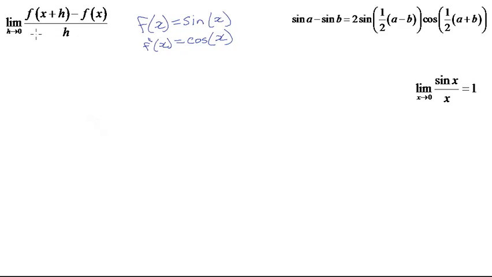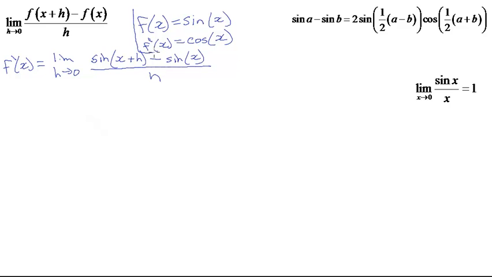Here's the definition, or the delta process, that we use to find the derivative. Really, this should be f prime of x equals this. Since f of x is sine x, we're going to replace x with x plus h. So to find the derivative then, f prime of x is going to be the limit as h approaches 0 of sine of x plus h minus sine x all over h.